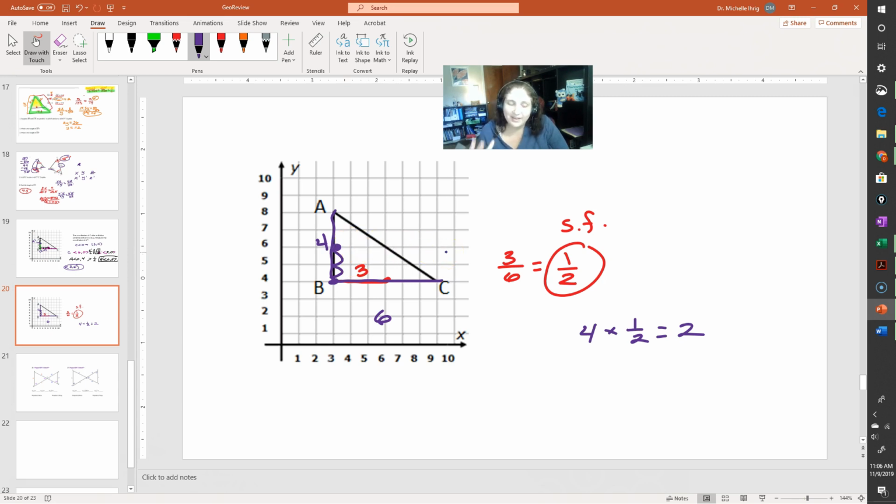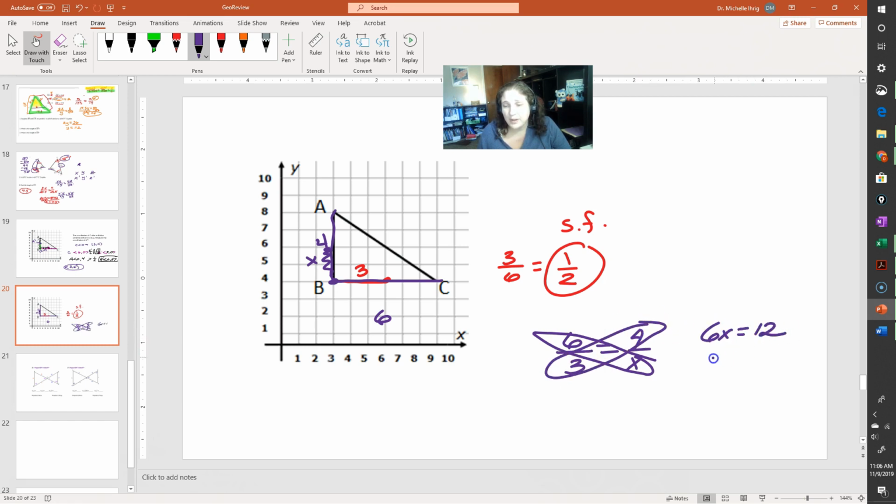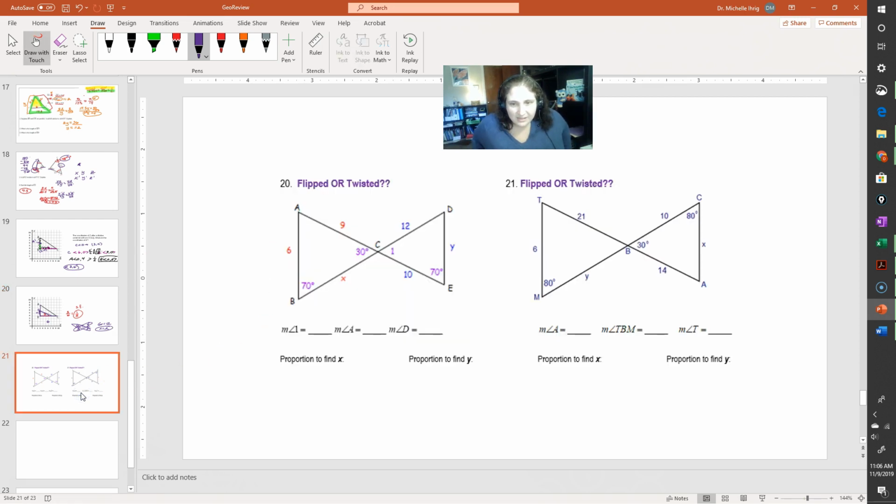A third way you could have done this problem is you could have said, well, I don't know what distance I need here. This would be my x. So I could have just done 6 over 3 equals 4 over x and cross multiplied and got 6x equals 12 and then divide to know that this part would have had to be 2. Either way. All right, last set, flipped or twisted.